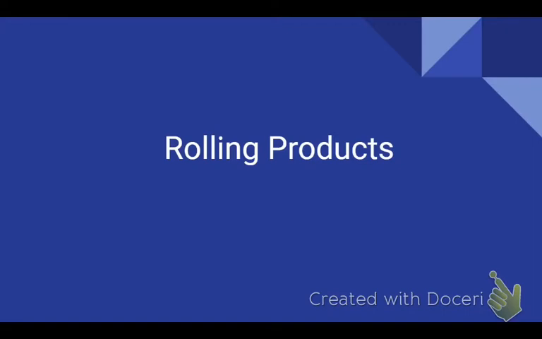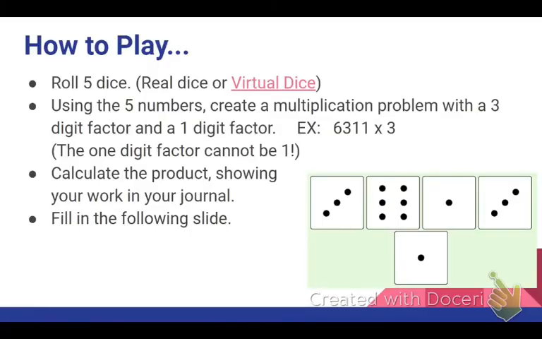All right, so we're going to do some practice by rolling dice. So we're rolling products, right? Here's what we're doing. We're going to roll 5 virtual dice. I'm going to do that for the demonstration, and then you're going to be doing that on your own when it's time, okay? We're going to use 5 different numbers, so we got to roll 5 dice, and take those numbers and create our own multiplication problem. We want to create a problem that has a 4-digit factor on the top and a 1-digit factor on the bottom. Everybody with me? Yes, ma'am.